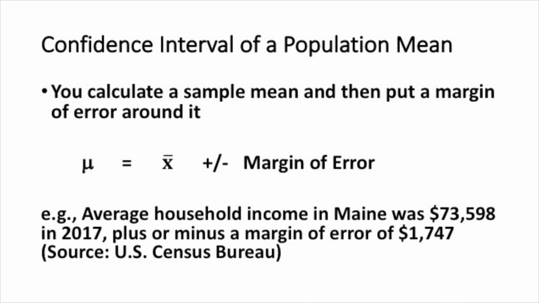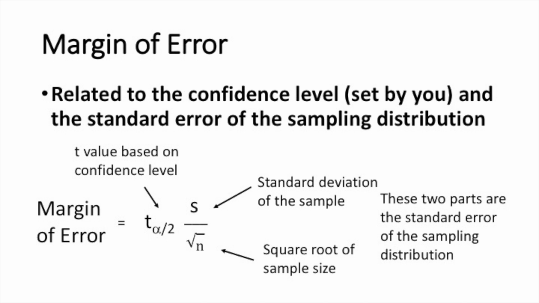An example of what this might look like is the statement you see here. Average household income in Maine was $73,598, plus or minus a margin of error of $1,747. The margin of error accounts for the fact that you just have a sample of data, and if you were to have different samples of data, you'd likely get a different value for average household income. The margin of error is determined by the confidence level, which you set as the researcher, and the standard error of the sampling distribution. So there are really a couple factors that affect the size of the margin of error.